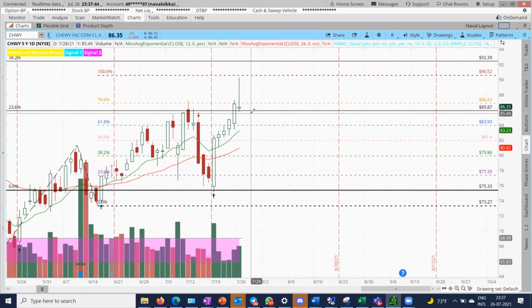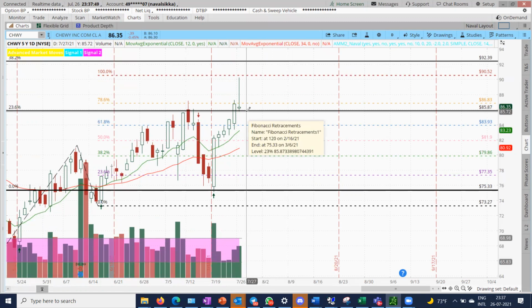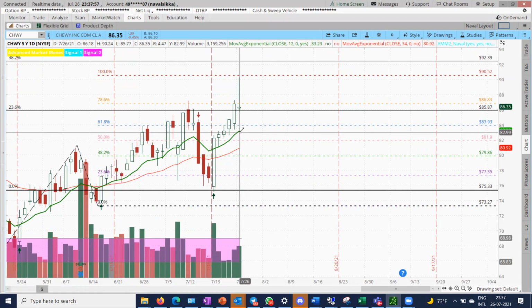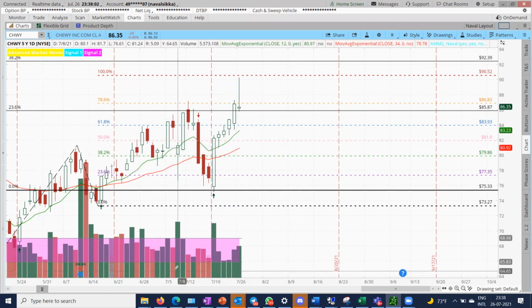Now, if we keep 85 as our stop loss, we can be long in this. But if it breaches 85, 87, I would like to wait until 83 to make any longs on Chewy. Stop loss is around 80, 81 area.